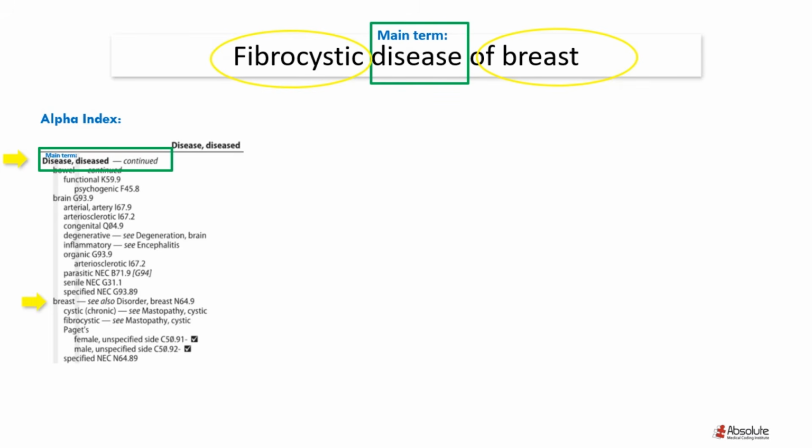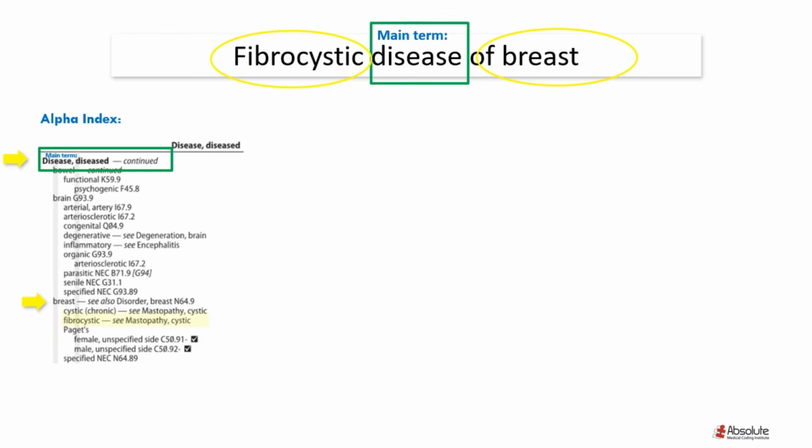breast. Now let's read this language, and the key to selecting the correct code is reading, especially in ICD-10-CM. That's the key. So let's read. It says breast. See also disorder of the breast. Cystic, chronic. See mastopathy. Cystic, fibrocystic. See mastopathy, cystic. All right. So it's telling us to see mastopathy for cystic or fibrocystic. So that's what we have. Our subterm is fibrocystic.